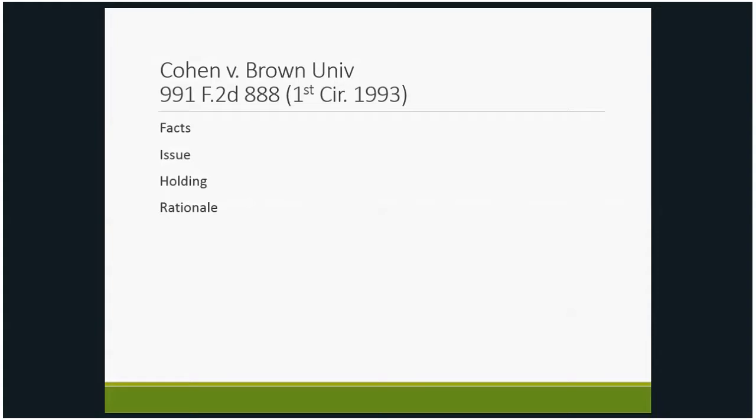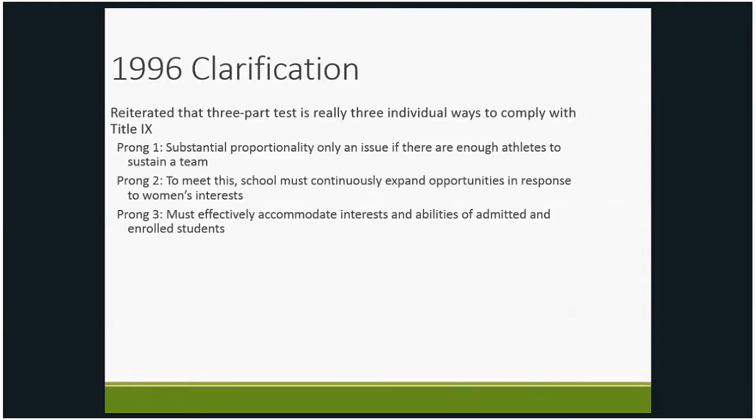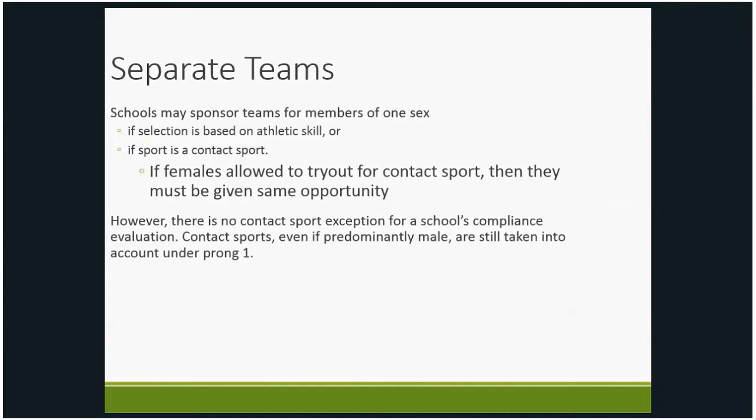Cohen versus Brown University, 1993, another one of the seminal athletic cases in Title IX. In 1996, it reiterated that the three prongs are legitimate. Substantial proportionality is an issue if there are enough athletes to sustain a team. Prong number two, the school must continuously expand opportunities in response to women's interests. And number three, it must effectively accommodate the interests and abilities of admitted and enrolled students.